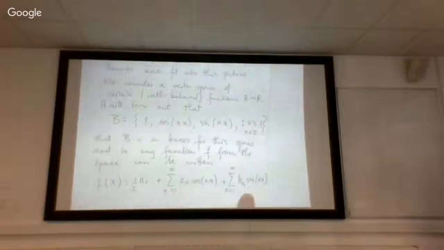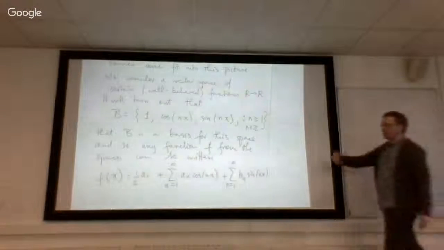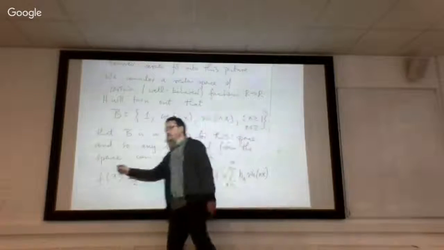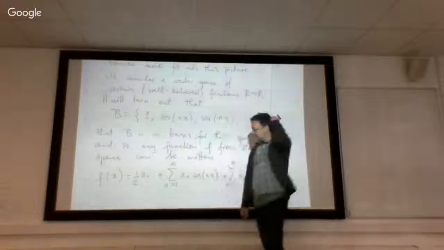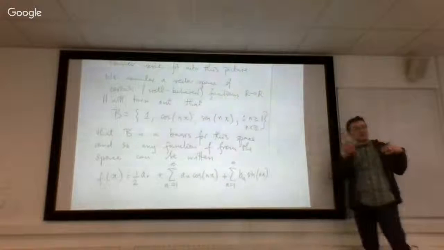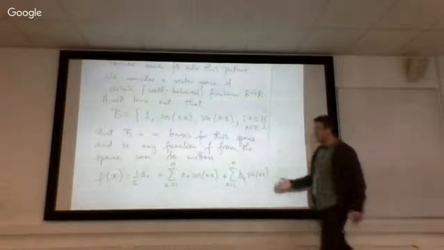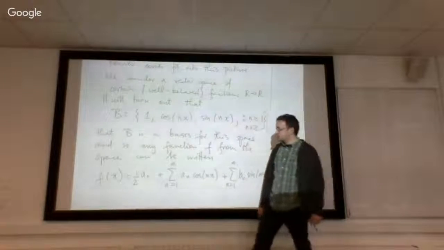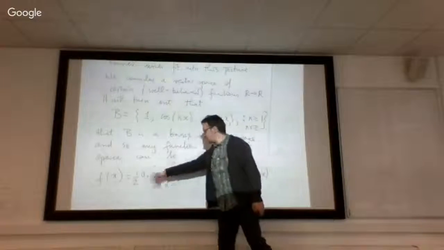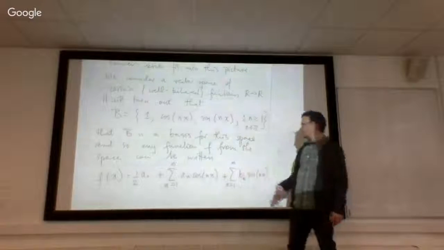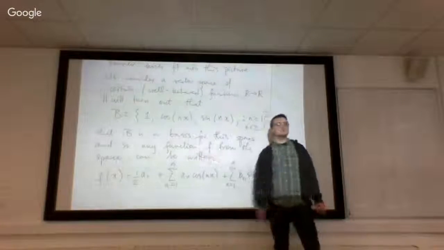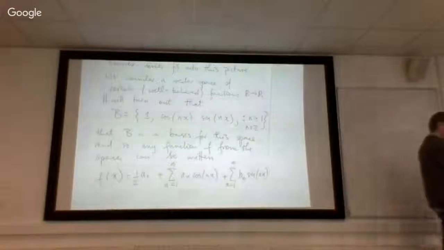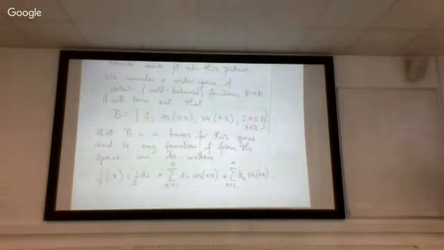Well, this is exactly what's going on here, except any vector is now one of these functions. And instead of lambda 1 e1 plus lambda 2 e2 plus lambda 3 e3, it's now an infinite linear combination. But it's still various coefficients, a0 over 2, an, bn, multiplied by the various functions from the basis for the space.